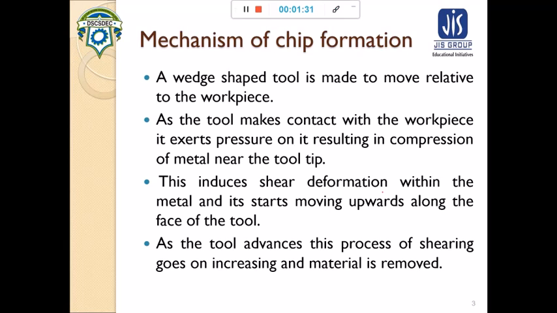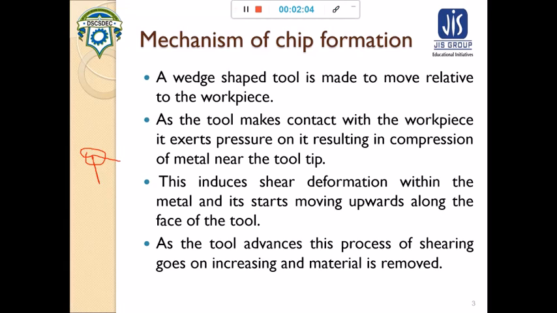For chip formation, first, a wedge shaped tool is made to move relative to the workpiece. Wedge shaped means a V shaped tool. That cutting tool I showed in the last lecture. That V shaped tool is forced to move into the workpiece.